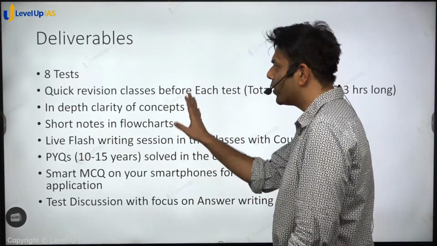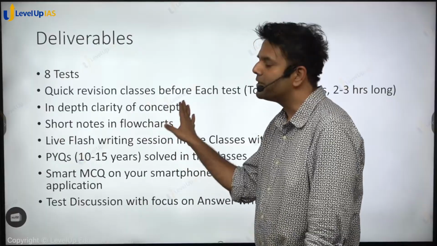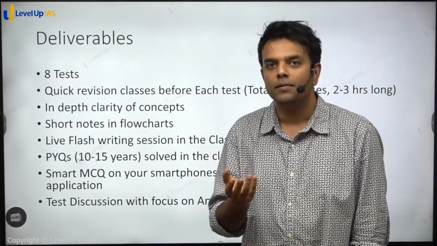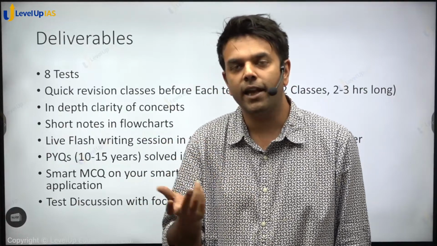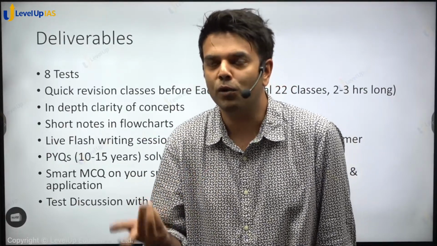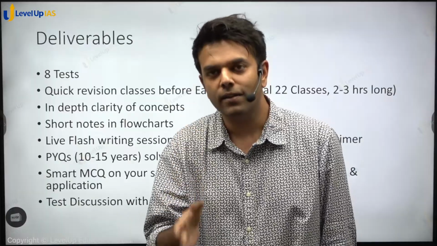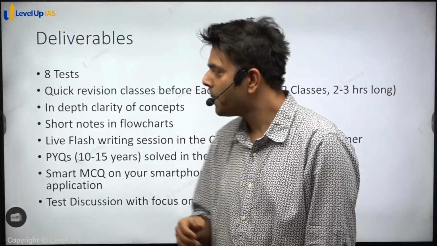But to keep it short, in-depth clarity of concept means concepts like anomie, alienation, rationalization, social action, ideal type, things that we take for granted that we know. There are issues in the understanding of the concepts.